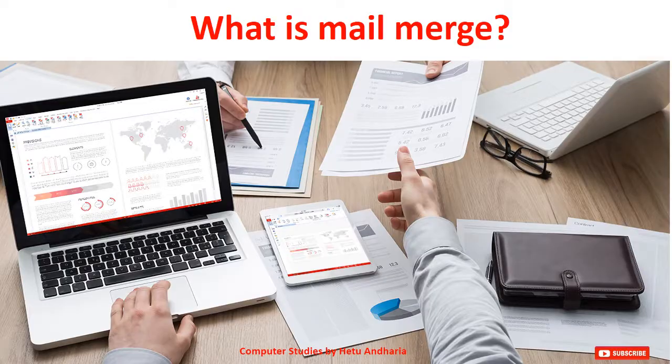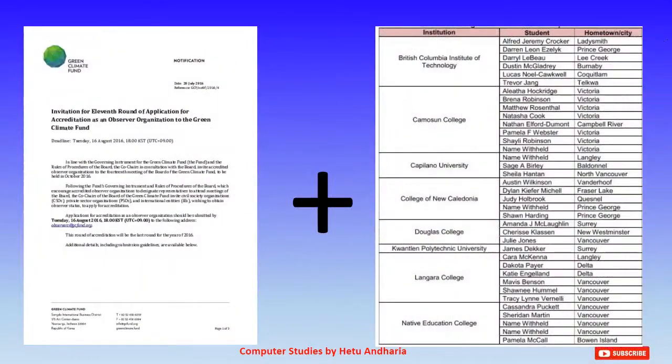Now, basically what is mail merge? Mail merge means merging of two different documents. The first document could be a letter or invitation or anything, and the second document will be the list of the recipients. I am sure that you are not yet clear, so I will explain this concept with the help of an example.